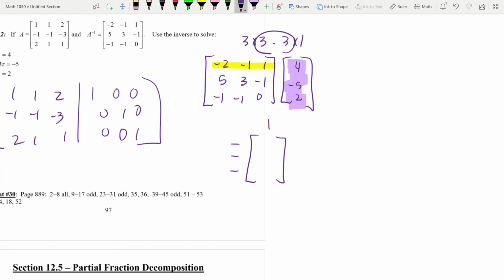So -2 times 4 is a -8. -1 times -5 is a +5. 1 times 2 is a 2. Combine and I get a -1. Change rows. So 5 times 4 is 20. 3 times -5 is -15. And -1 times a -5 is a +5. Combine and I get 10. Now I'm going to change rows.